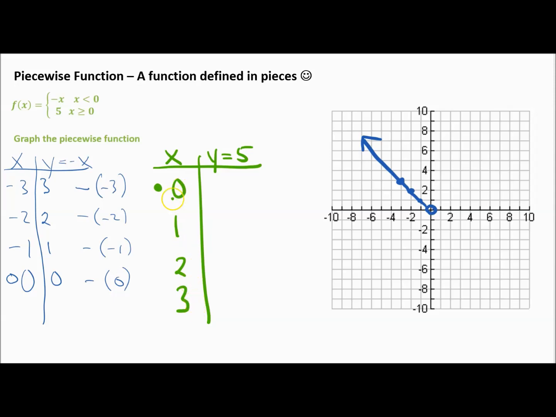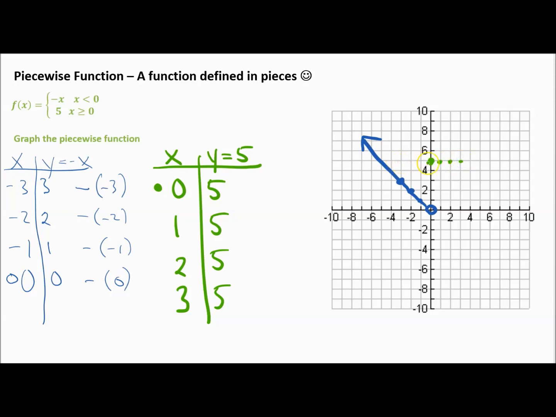Now, where am I plugging this into? Well, there's no x. But that's okay, because the function tells us no matter what, y is 5. Okay? So for 0 we get 5, for 1 we get 5, for 2 we get 5, and for 3 we get 5. Let's plot those points. So 0, 5, again, my filled-in point. 1, 5, 2, 5, 3, 5.